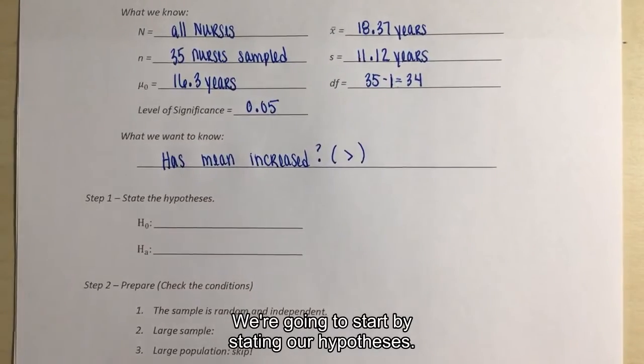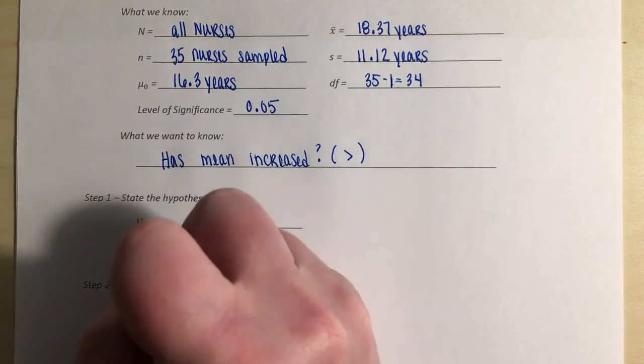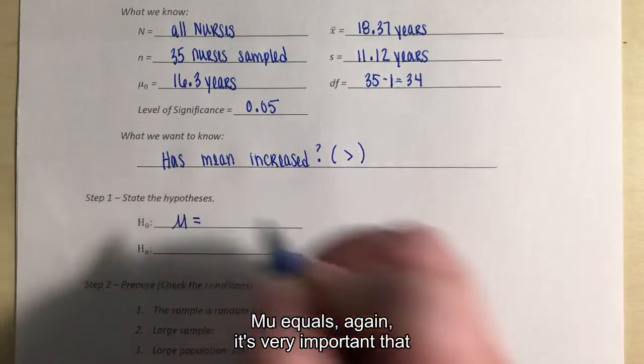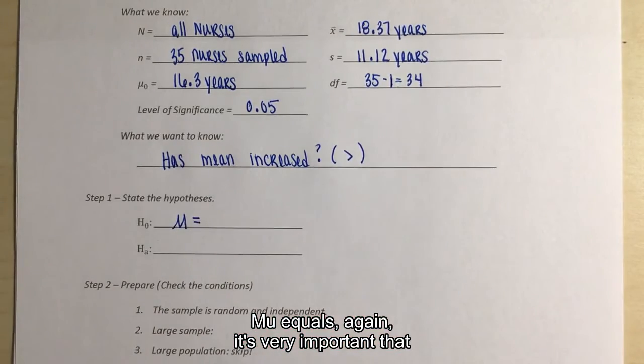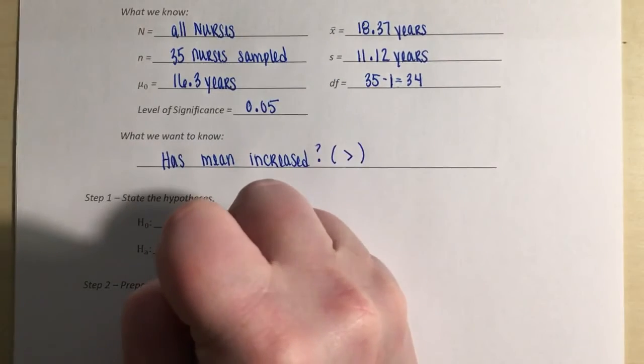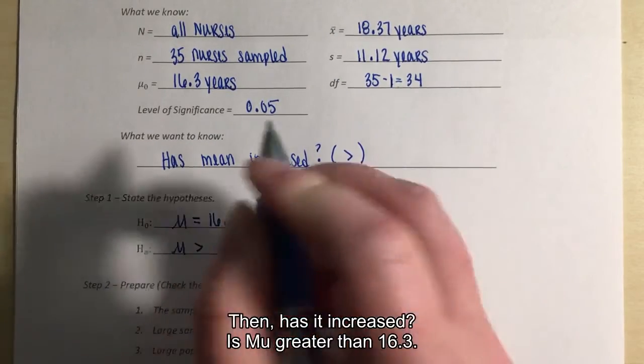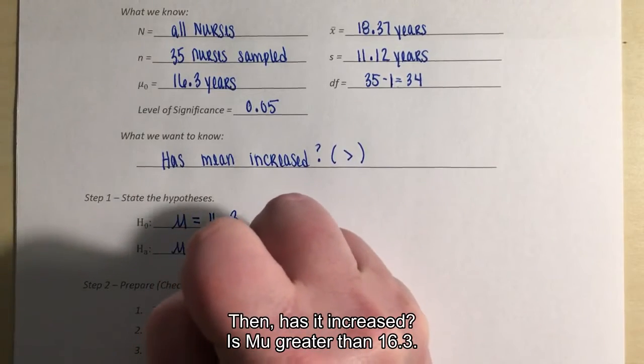So we're going to start by stating our hypotheses. Again, we're using mu's instead of p's. Mu equals, and it's very important that we pick our mu naught value for our mean here, so 16.3. And then has it increased: mu greater than 16.3.